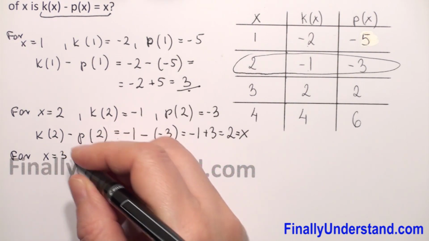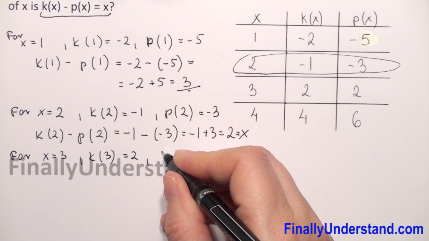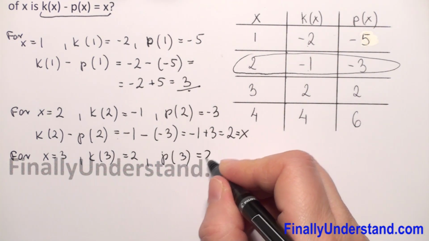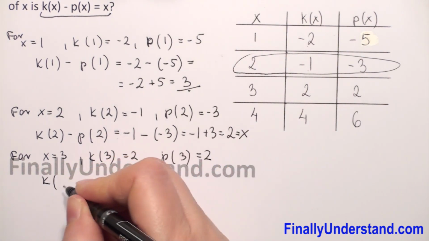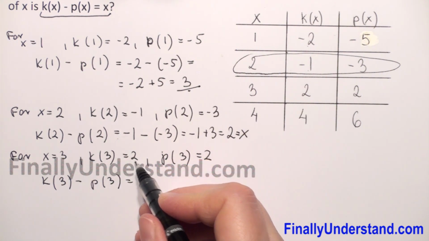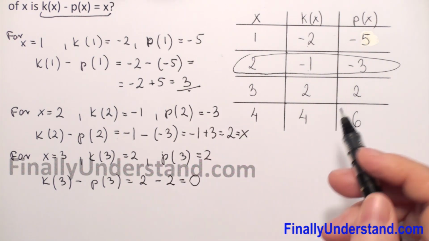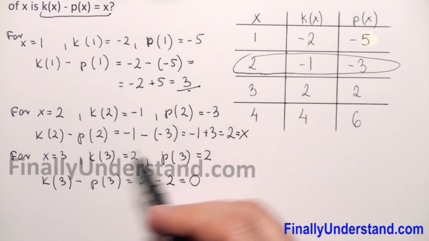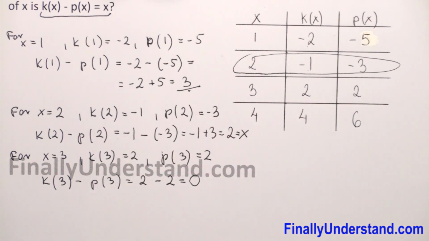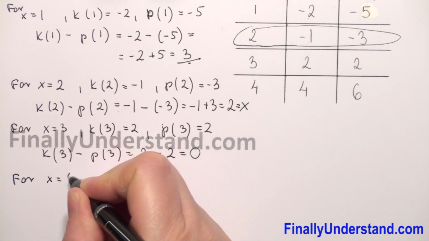Let's see what will be for x equals 3. K of 3 is 2 and p of 3 is 2. So we have k of 3 minus p of 3 is equal to 2 minus 2, which is 0. So we got a different value than 3. So it's not correct.